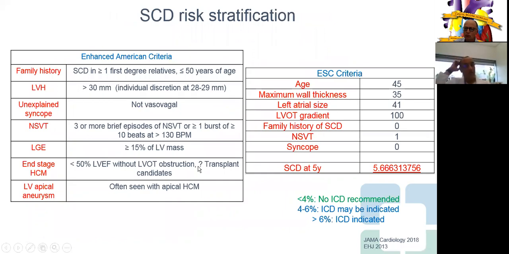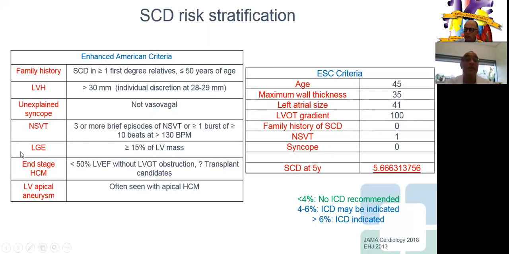So there are two ways we risk stratify. One is the American way, and the other, across the pond, is the European way. The European way takes into account age, wall thickness, LA size, and outflow tract gradient, so a bunch of imaging-related markers, whereas the American criteria also take into account massive LV hypertrophy. They talk about late gadolinium enhancement on MRI. I'm going to come to that.